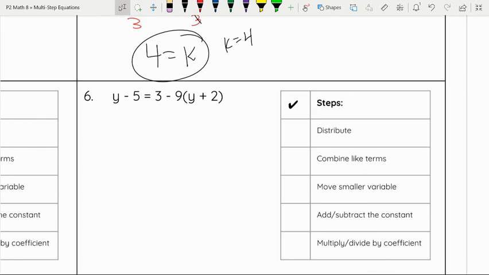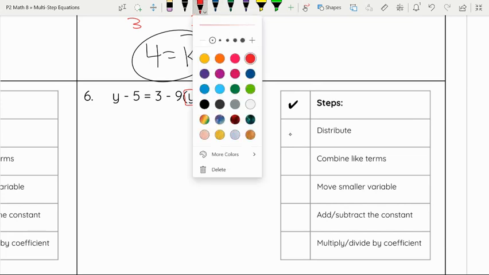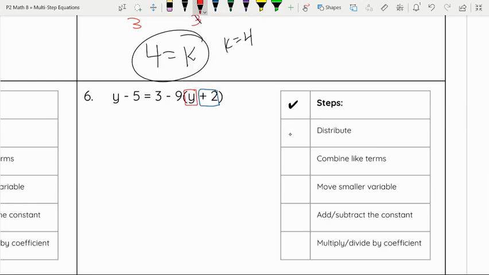So step 1 says to distribute. In this case, we know we do have to distribute because we have these parentheses here. So I'm going to distribute to y, and I'm going to distribute to plus 2. When I distribute, remember this negative that's in front of the 9 belongs to the 9. So I'm distributing a negative 9 to y, which is negative 9y. And I'm distributing a negative 9 to 2, which is negative 18. I'm going to bring down the 3 and bring down everything else. Y minus 5. Distribute is done.